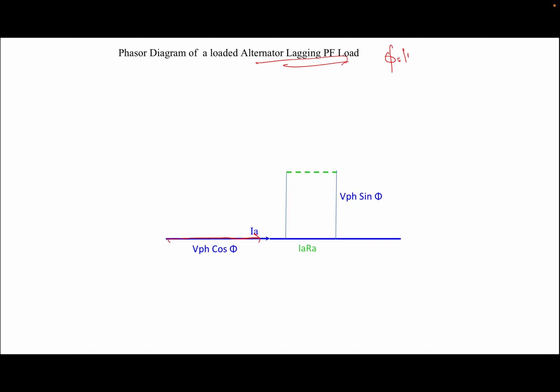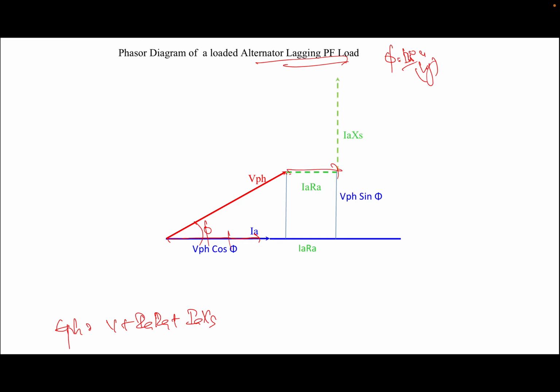And as it is a lagging power factor, what is phi here? Phi equals some 30 degrees to 40 degrees, which is lagging with respect to V here, or else voltage leads current here. So with respect to this, voltage V phase is drawn here. Next, what is the equation we just wrote? E phase equals V plus IaRa plus IaXs. Where should I draw the IaRa phasor? From the end of this V phase, I have to draw the IaRa phasor, in parallel to Ia.